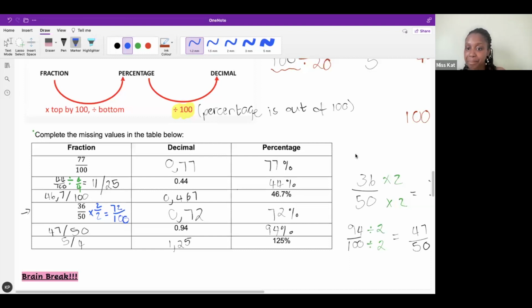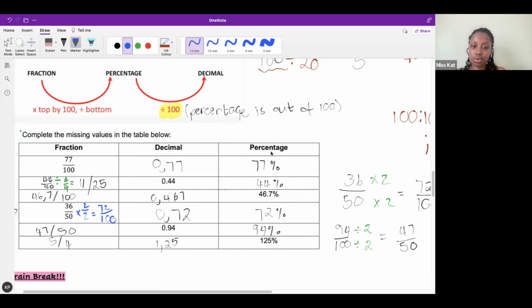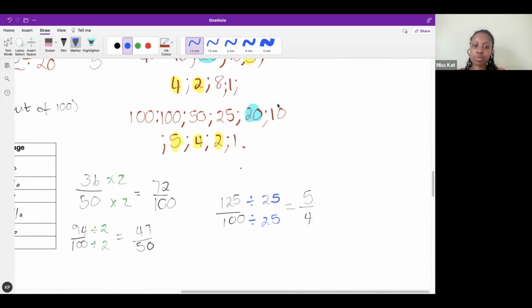Okay. I don't understand how to convert decimal to a fraction. Okay. You're welcome. Okay. Who asked that? Deboho. Okay, Deboho, let's look at decimal to a fraction.